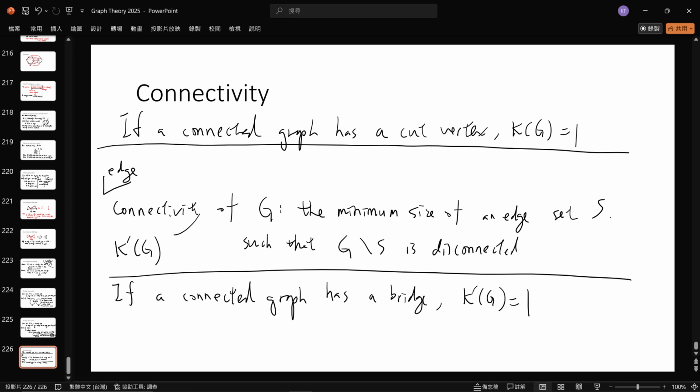So when kappa G or kappa prime G is 1, this is like the weakest connected graph, because you can just destroy the graph. By destroy, I mean disconnect. You can destroy the graph by removing just one element, like one vertex or one edge. Next, we're going to consider stronger graphs, where you need to remove multiple vertices or multiple edges. But before that, I need to define a few terms.